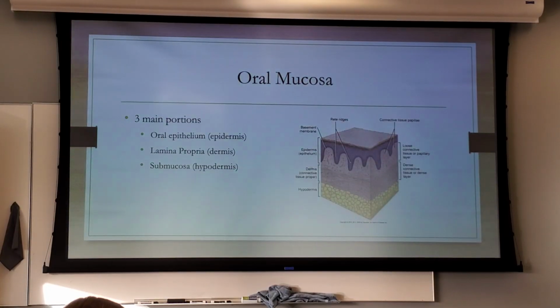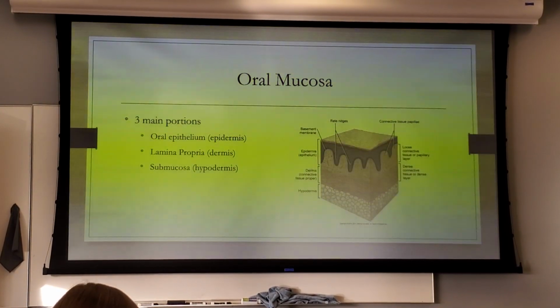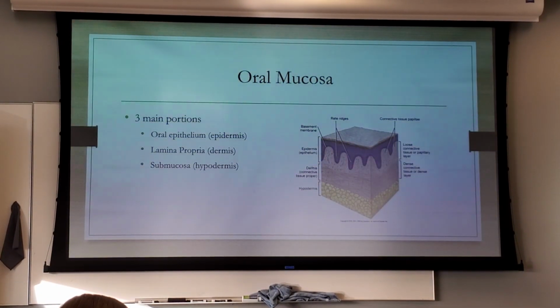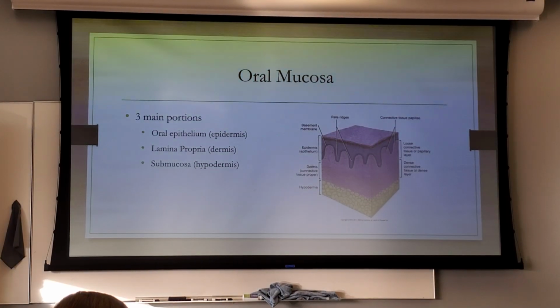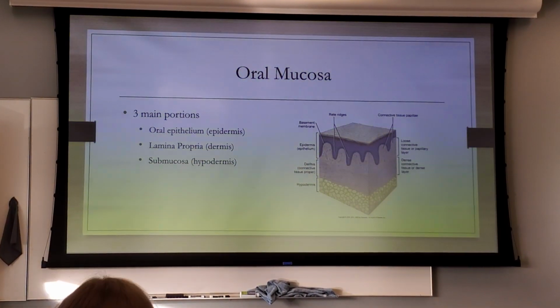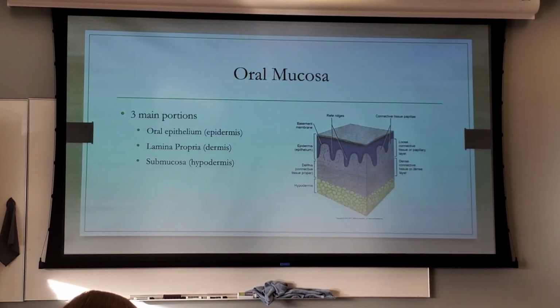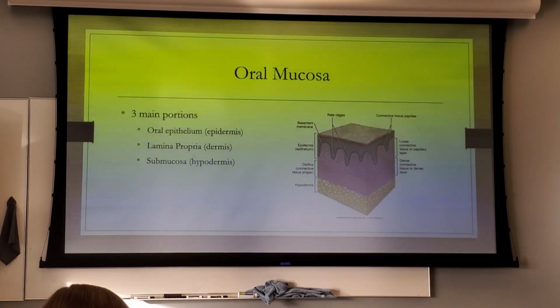So, our oral mucosa, again, it's the three major portions. Our oral epithelium, our lamina propria, and then our submucosa. And this is talking about kind of our tissue within our oral cavity, have the different types. Our lamina propria, which is the dermis portion, is going to be holding a lot of our nerves and our blood supply. It lives in that lamina propria.